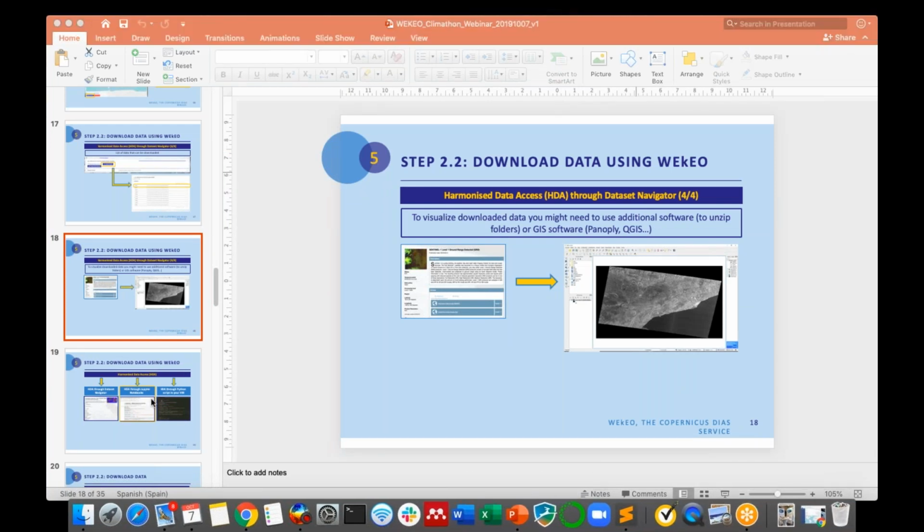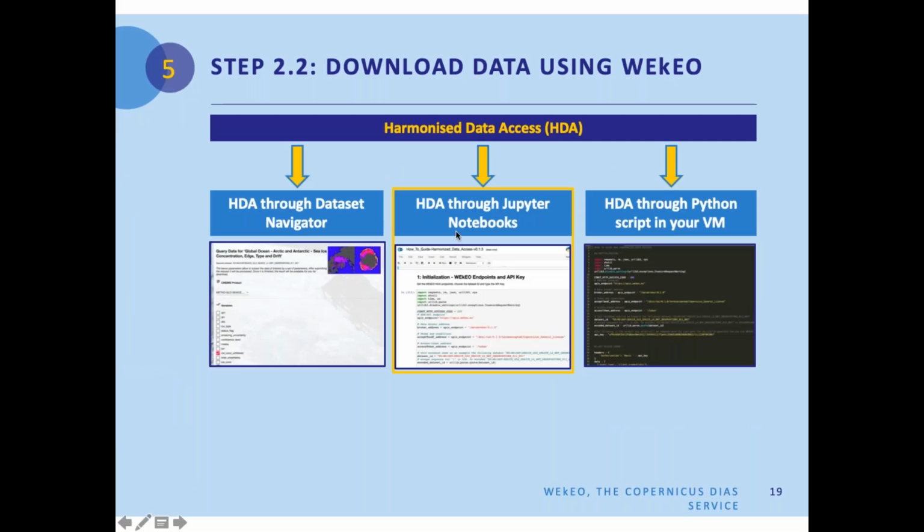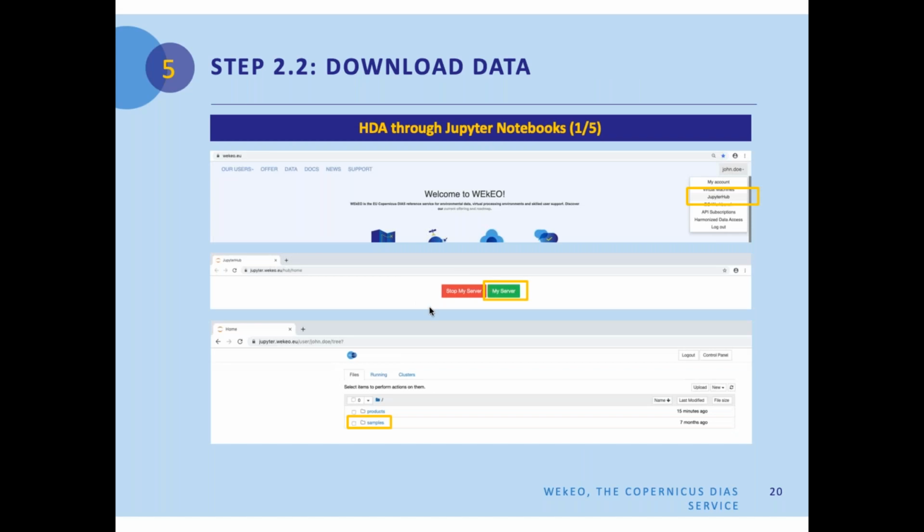with the other ways of downloading data, we can just go to the access through Jupyter Notebooks. As I was saying, this might require a little bit of Python programming in advance, but it can still be used because it's a very guided step-by-step solution. So as you can see here, we have to go to the main page of WEkEO. Under the username, we can find the Jupyter Hub option, and then we click My Server, and we go to a folder that is samples.